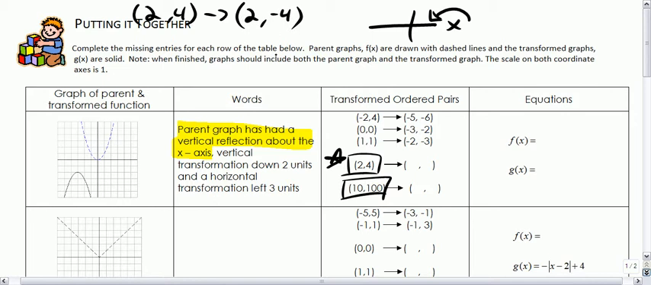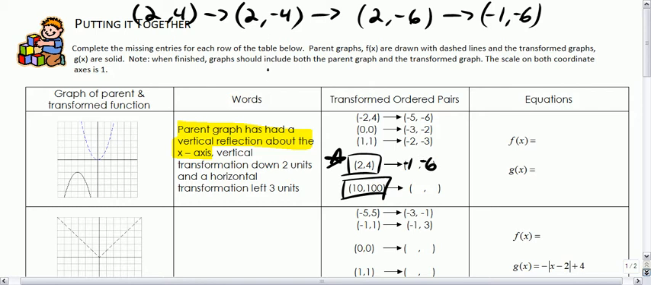And then down 2 units, so 2, negative 4 is going to move down 2 units, so that's 2, negative 6. And then 3 to the left, subtract 3 from the x, so negative 1, negative 6.